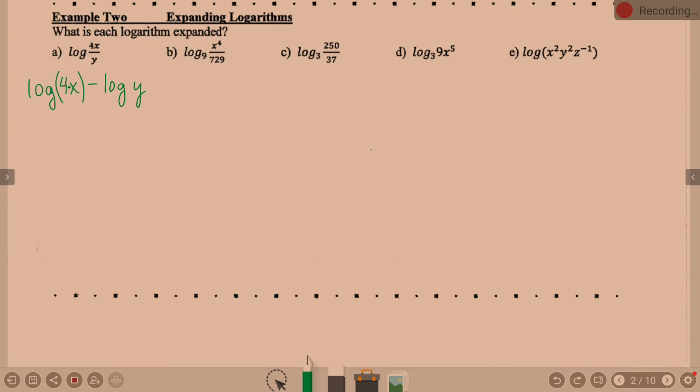So now I'm going to say log of 4 plus log of x, and still, don't forget, minus log of y. Now, I could go one of 2 ways here. I could say we're done, and this is an optional answer. Or I could say we need to go 1 step more.